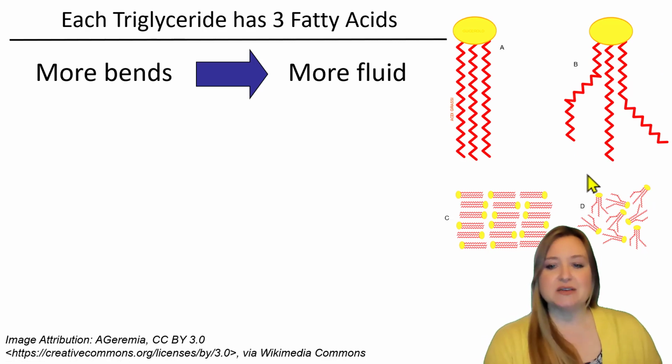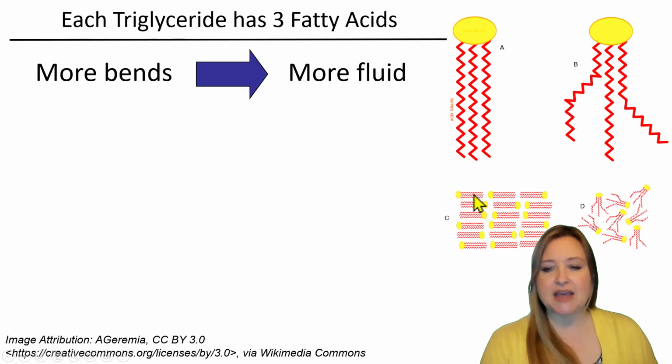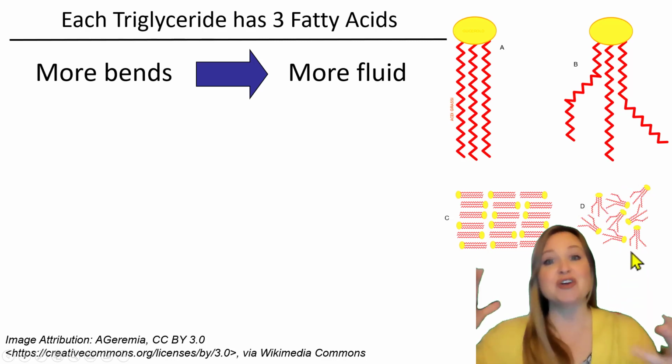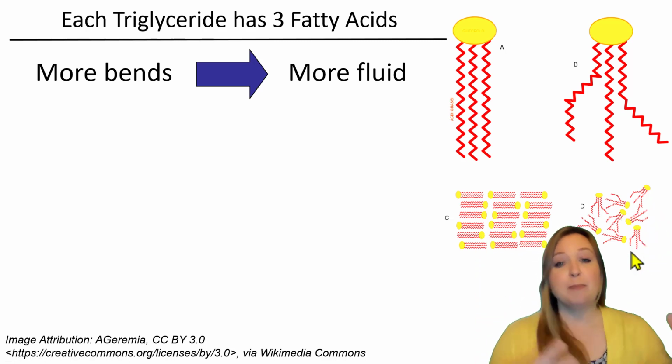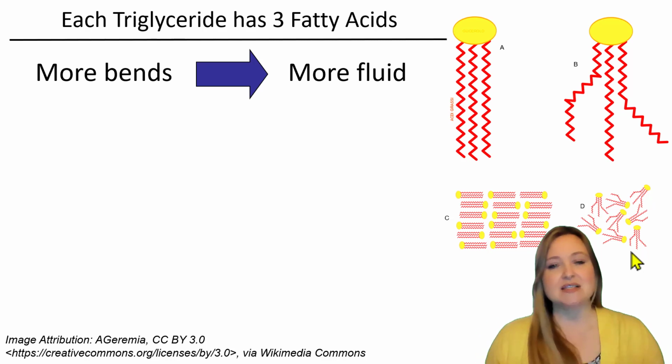And the more bends in those fatty acid tails, the more liquid or fluid that molecule is going to be. The reason for that is that if we have 3 saturated fatty acids in a triglyceride, they can pack together really tightly, right? All these triglycerides can pack together really tightly, forming a more solid substance. But if there are more double bonds and therefore more bends in the fatty acids of the triglyceride, that means those triglyceride molecules, when they're together, are going to space out farther from each other because those bends create more space in the molecule.